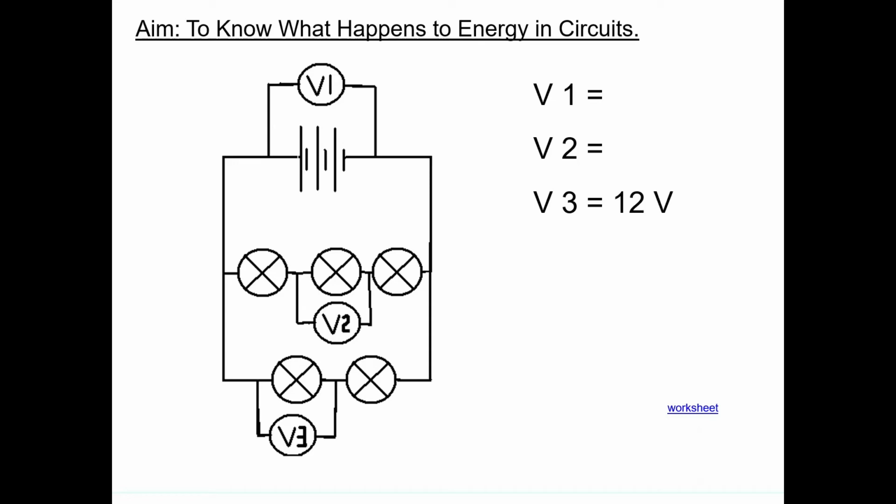V3 is 12, there's another one there, so it's got to be 24 across that bottom row, so the battery must also be 24. The middle row, there's 3 bulbs, so it's got to be 24, but with 3 bulbs dropping, 24 divided by 3 is 8 volts on each.